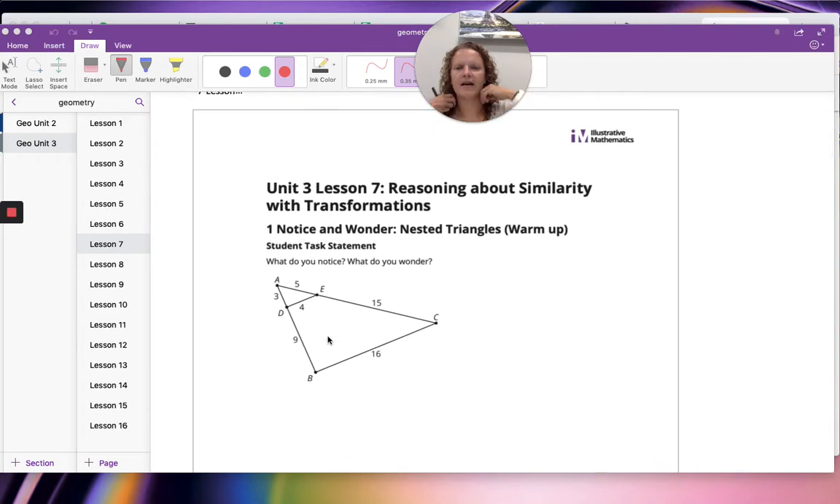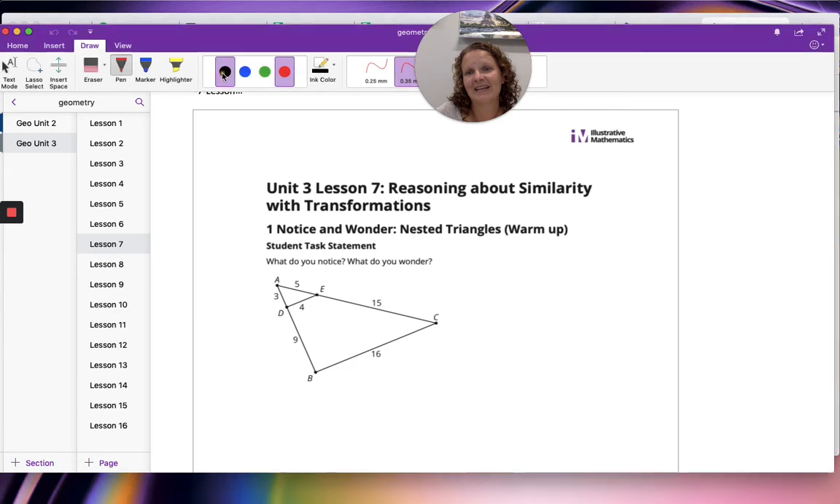Right. Lesson 7, reasoning about similarity with transformations. So let's look at this notice and wonder. I see nested triangles. I have one triangle inside of another. So what do you notice? What do you wonder? These days, I wish we were in a classroom so you could really tell me what you notice and wonder, because it doesn't matter where you're coming from, you're always going to notice something different than I do.